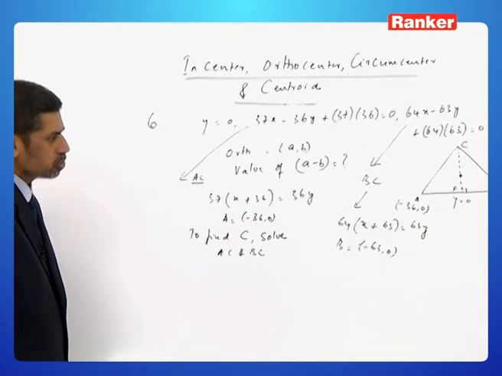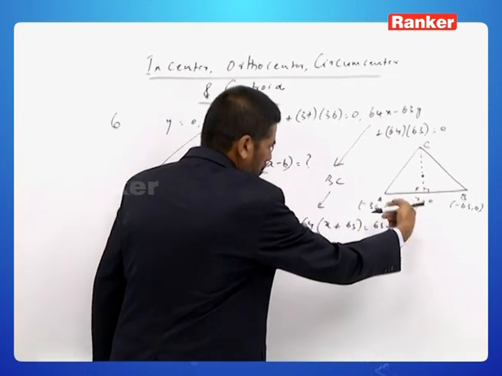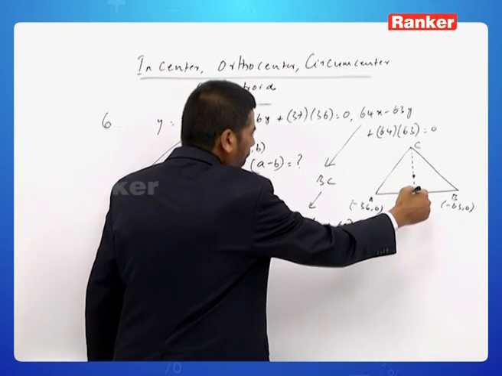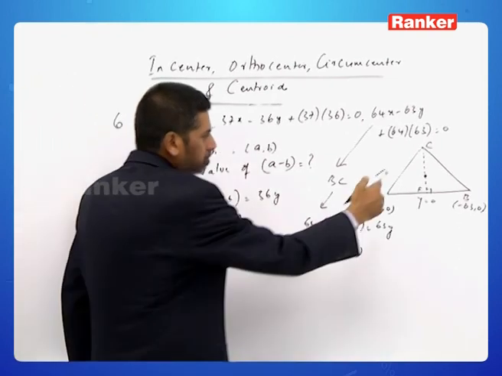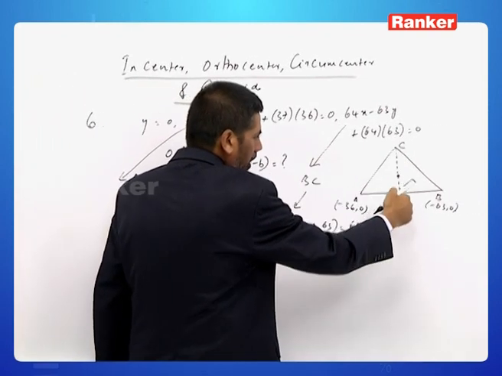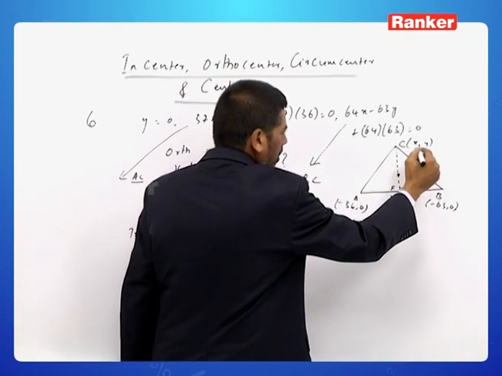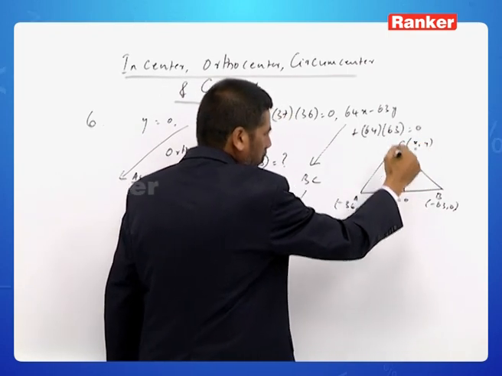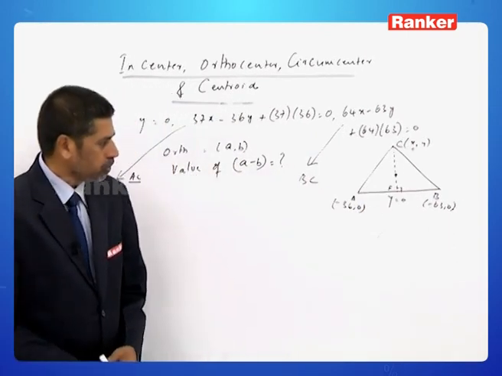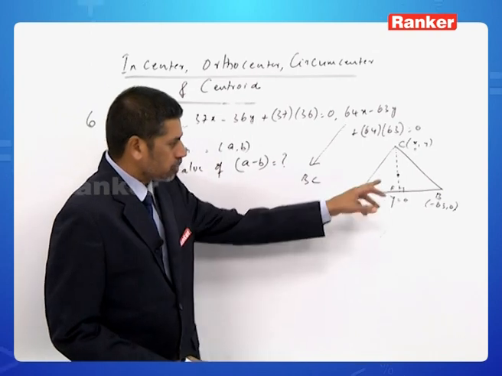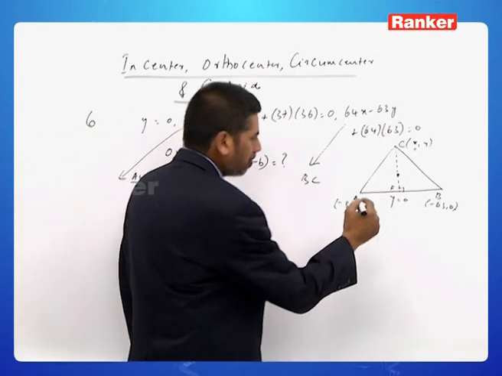Now the slope of AB, as you can see, is 0. Therefore, this line will have its equation as whatever is this x, that will be the equation of this particular line. So now, as I told you, the orthocenter is the point of intersection of all the altitudes.